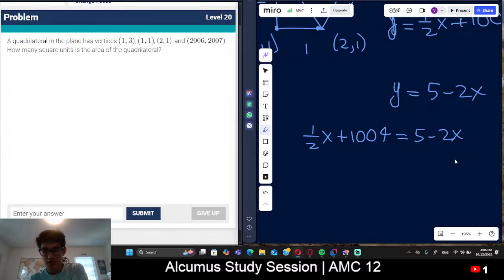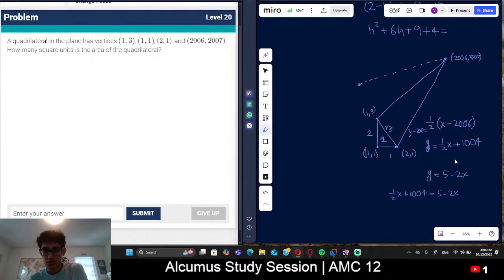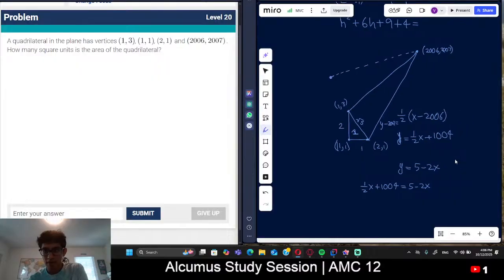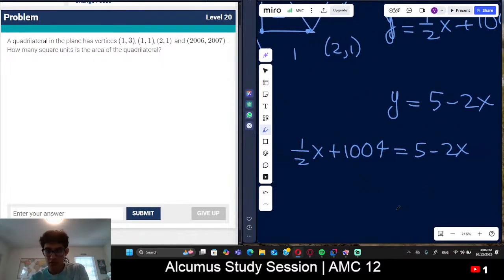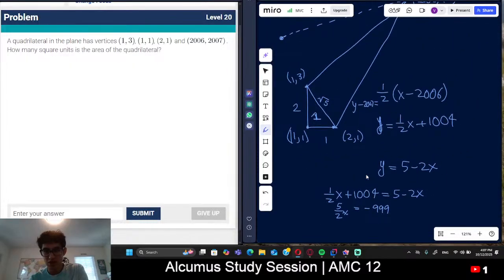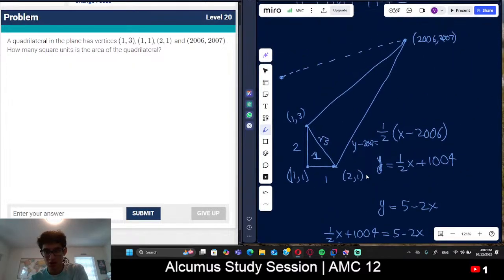So x is going to be very, very negative then. That's my concern. Right, we get 5/2 x. This seems very messy and wrong. Is equal to -999, which is going to give us a very messy answer. That's what I don't like about it.